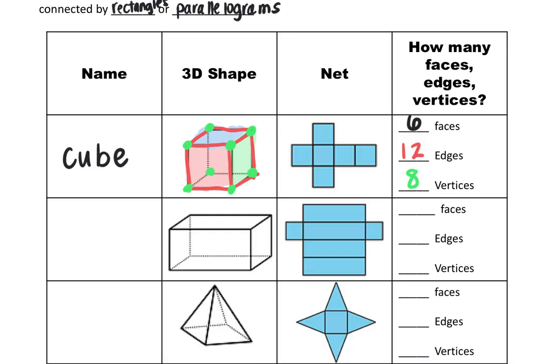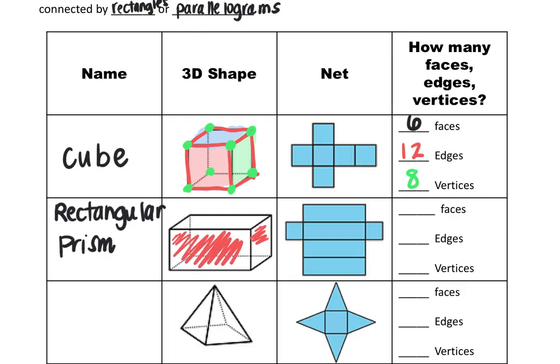The next shape is a rectangular prism. So let's write that down. Rectangular prism. Okay, so same thing. I'm going to look for the faces, the edges, and the vertices. So if I were to count the faces, this would be a face, this would be a face, and this would be a face. I would say that I have 6 faces if I count correctly.